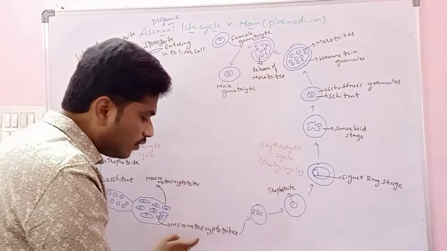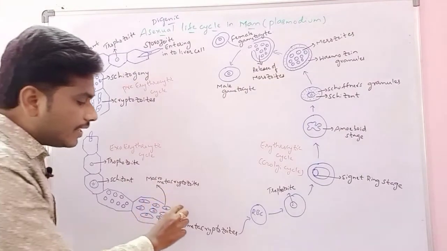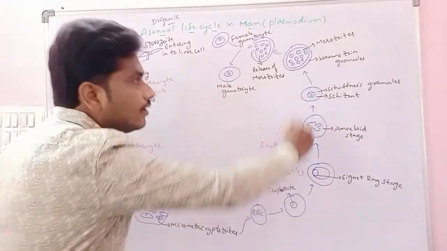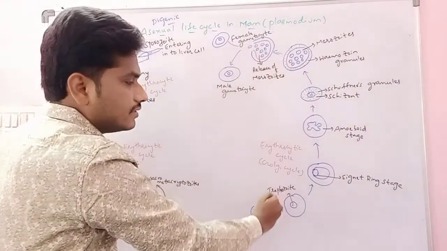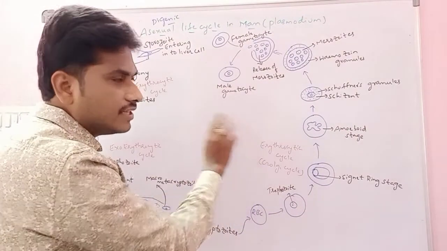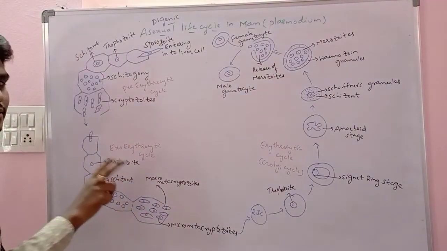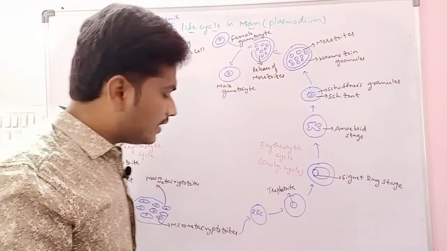Micro means smaller, macro means larger. When the micro metacryptozoites attack the RBC cells, from here the erythrocytic cycle starts. We also call it the Golgi cycle because Camillo Golgi first identified the erythrocytic cycle. And this exoerythrocytic cycle completes in 2 days, right? Now we are starting with the cryptozoites.